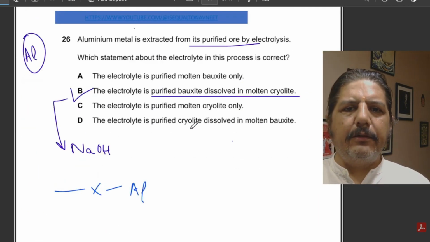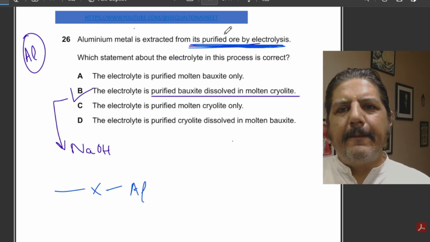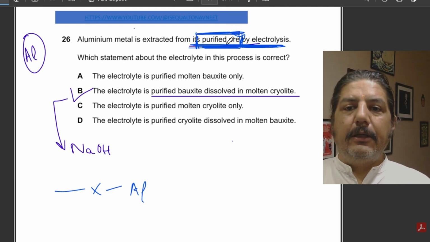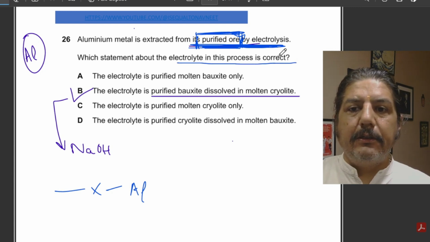Move to the next question. So this is the question which I told you. Aluminium metal is extracted from its purified ore by electrolysis. In electrolysis, we use the purified ore because this is the second step. Which statement about the electrolysis in the process is correct?